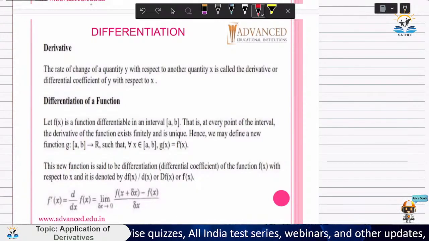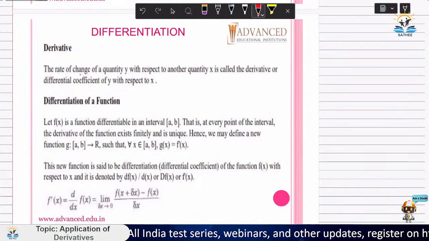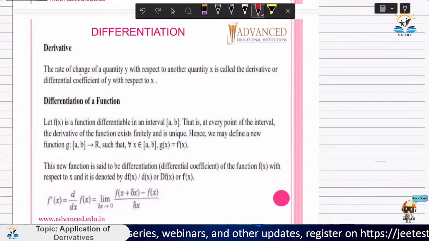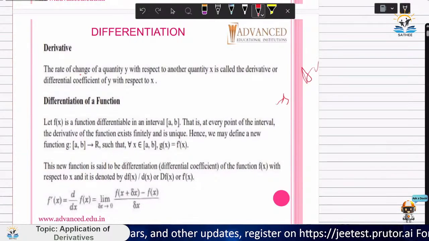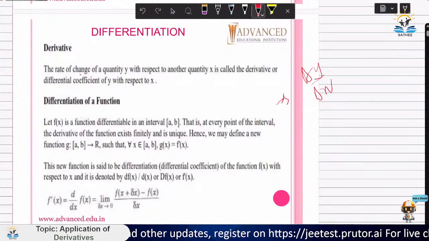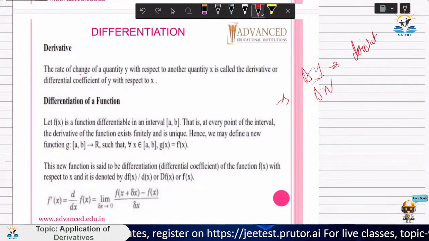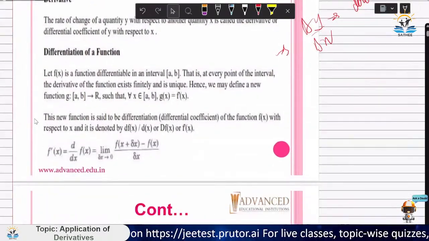Yes, so starting with differentiation, as we know what differentiation looks like. The rate of change of quantity y with respect to another quantity x is called the derivative or differentiation coefficient of y with respect to x. So in simpler words, dy by dx is what a derivative is. This is the basic part that we did yesterday.